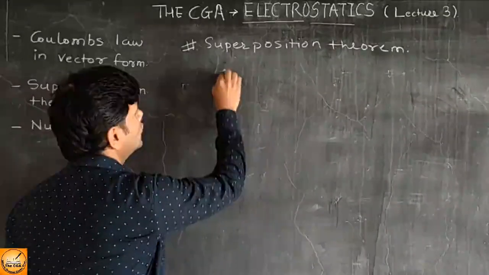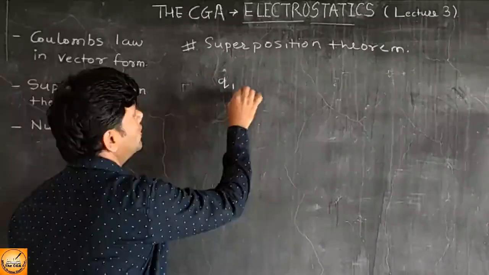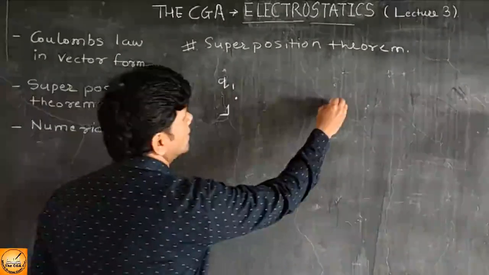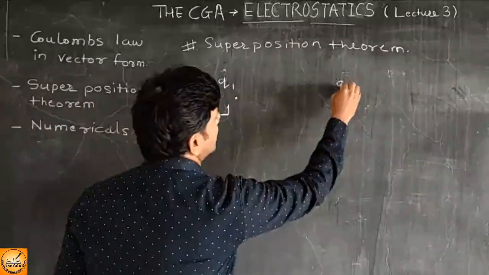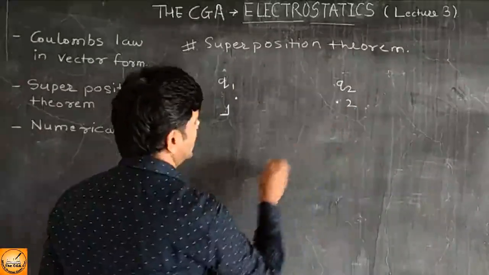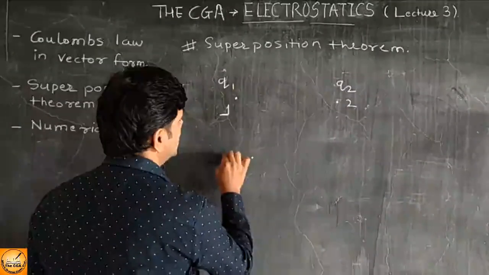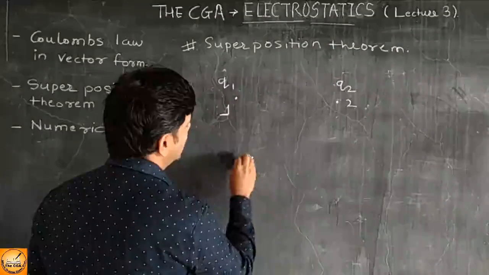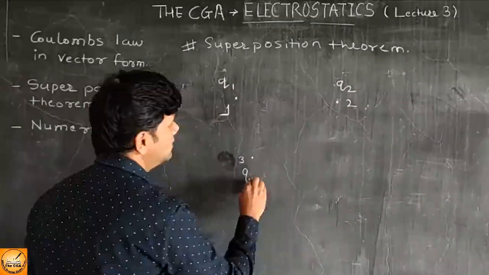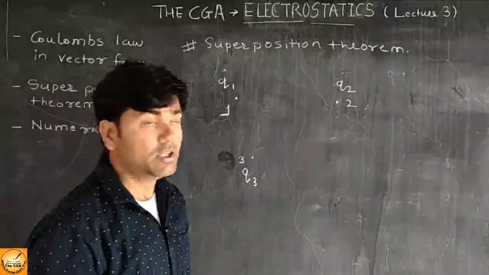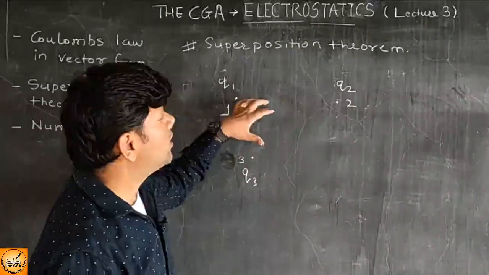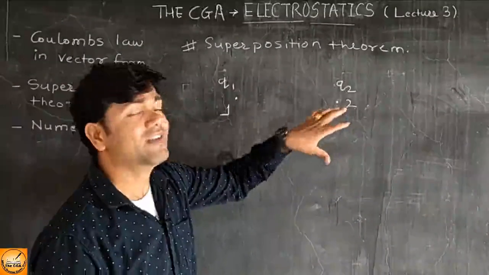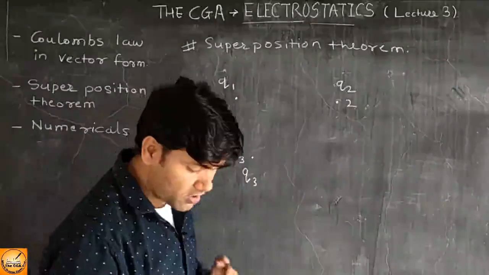Let us say this is Q1 charge which is at point 1. There is another Q2 charge, let us say at point 2, and there is another third charge, let us say at point 3, and its charge is Q3, right? Now, if I want to find out the total force which is acting on the two, right?